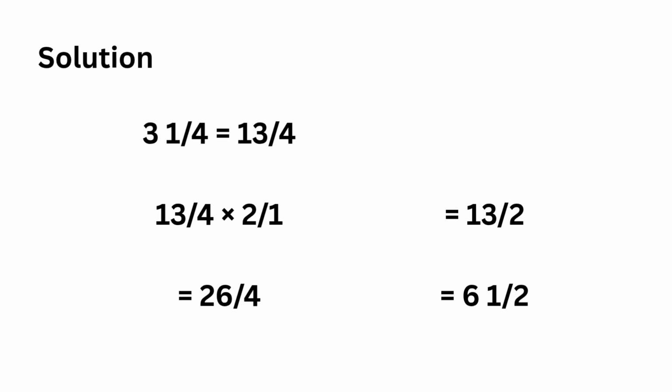So we further simplify. 2 can divide 13 6 times. So 2 into 13 is 6. That's 6 whole number, remainder 1. That 1 over the denominator 2. That's our answer, 6 whole number 1 over 2, or 6 and a half.